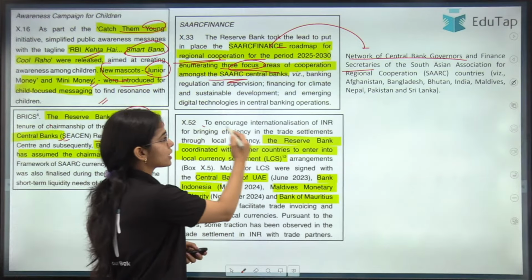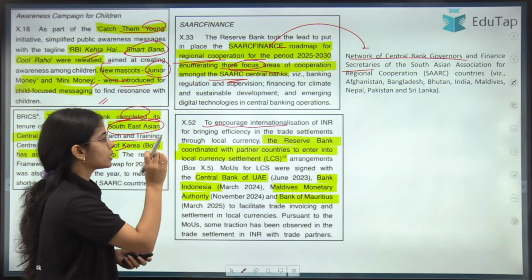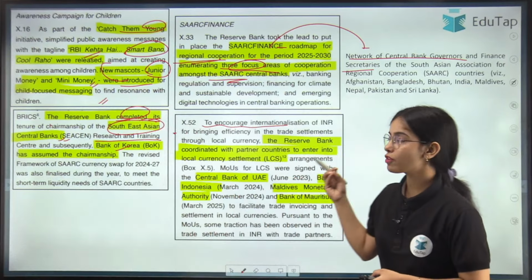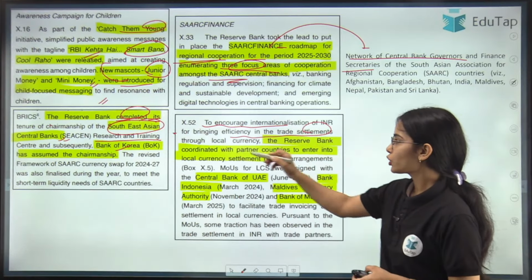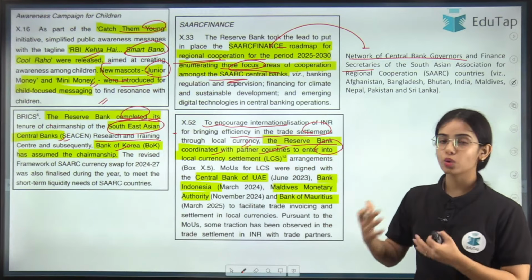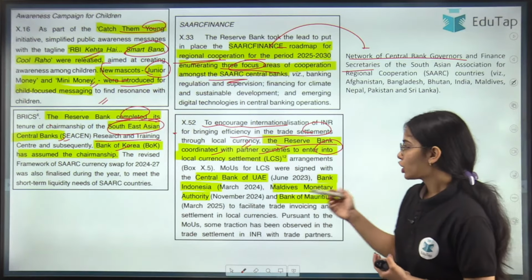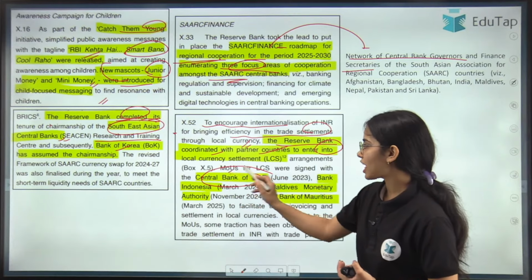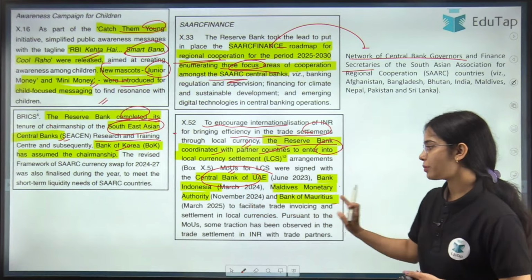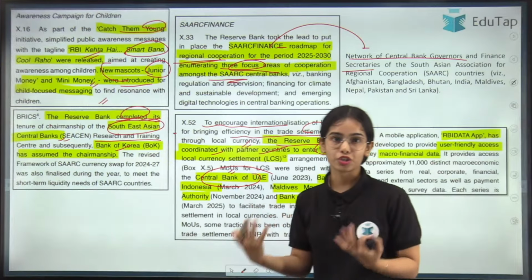Next is to encourage internationalization of the Indian rupee for bringing efficiency in trade settlement through local currency. The Reserve Bank coordinated with partner countries to enter into local currency settlement arrangements. MOUs have been signed with the Central Bank of UAE, Bank of Indonesia, Maldives Monetary Authority and Bank of Mauritius for internationalization of the rupee.